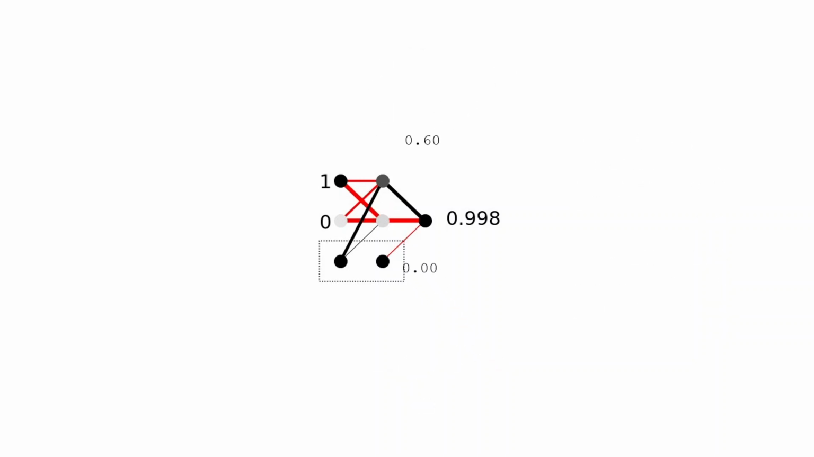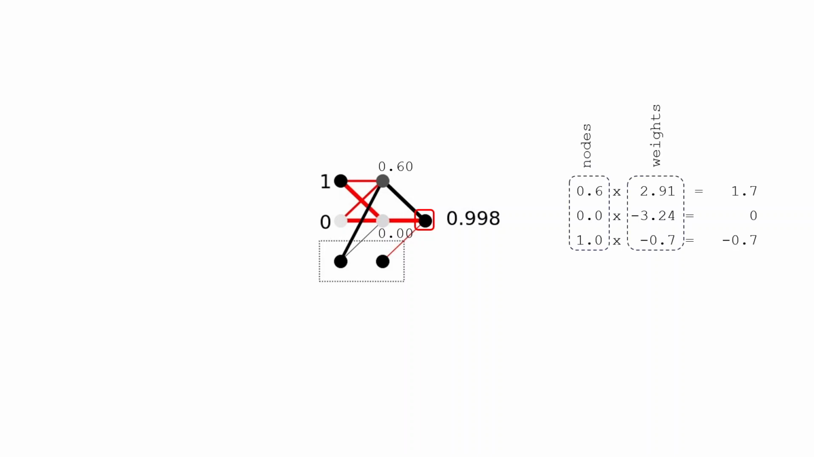Okay, so these are the outputs of those neurons, and what is the next step? Well, I think you guessed it already. We're going to do the same thing again, but for the next layer. So again we start with the top node. We give that information via the weight to the output, which is 1.7. Also for this one, it's 0, and it's minus 0.7. That all added together is approximately 1.